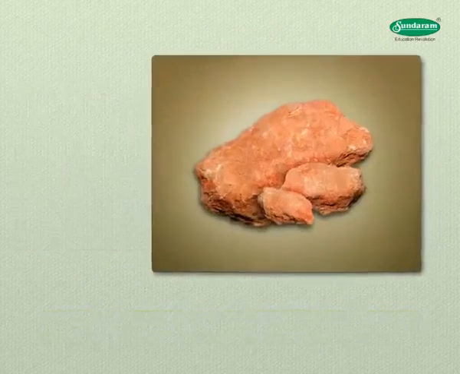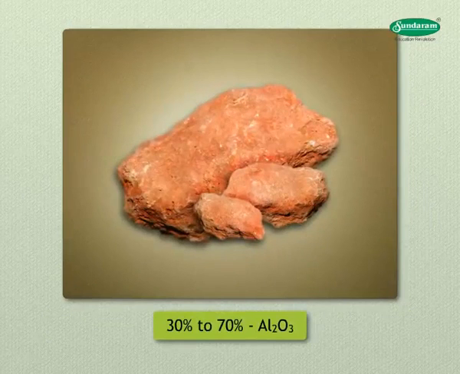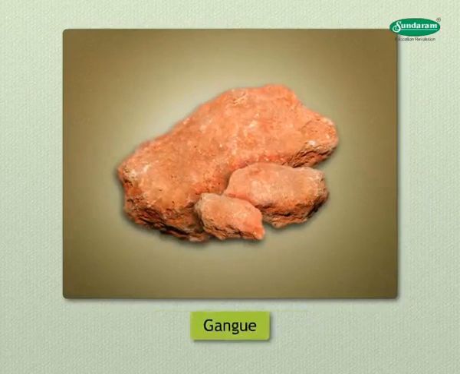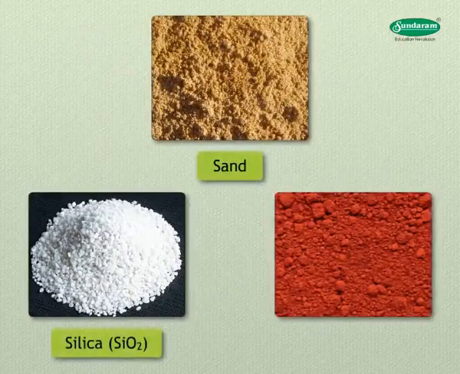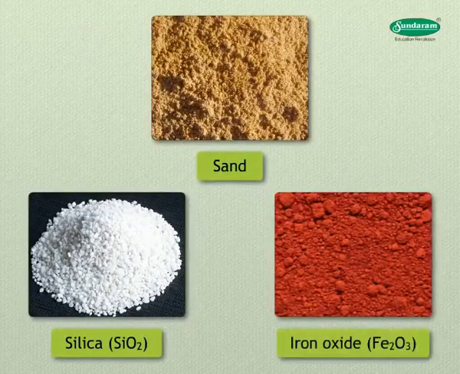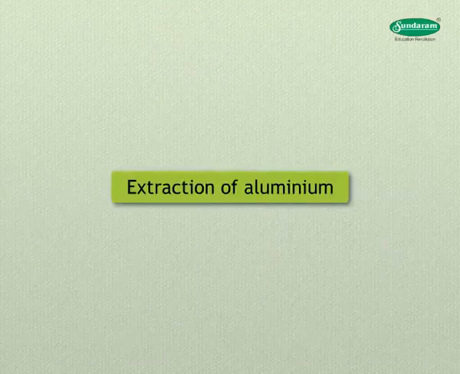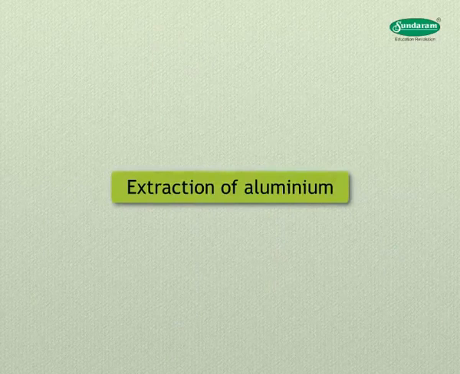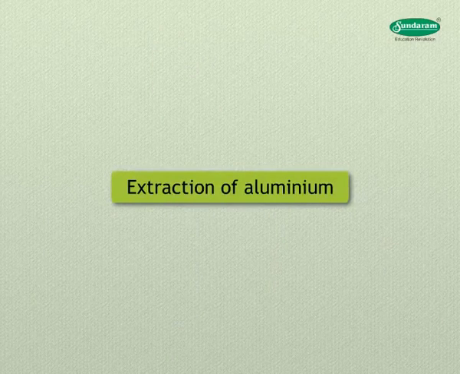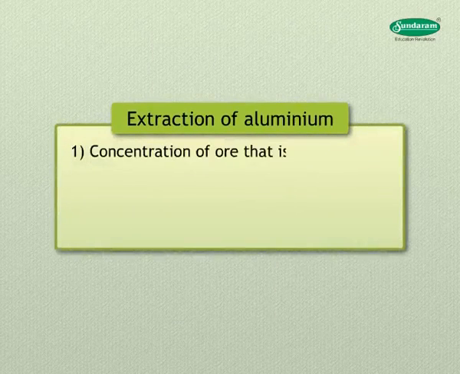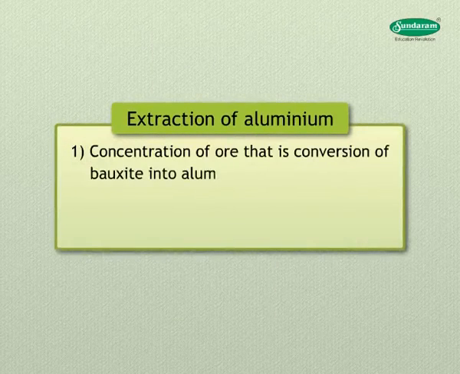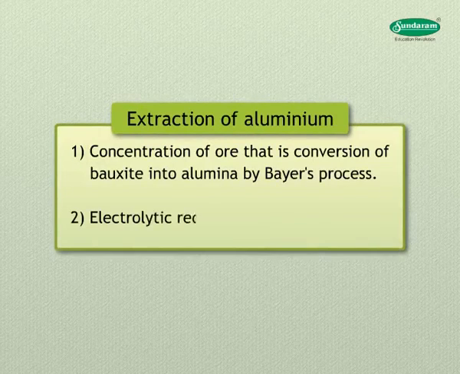Al2O3·2H2O. It contains 30% to 70% Al2O3 and the remaining portion is gangue made of sand, silica SiO2, iron oxide Fe2O3, etc. Let us see extraction of aluminium. It involves two steps. 1. Concentration of ore, that is, conversion of bauxite into alumina by Bayer's process. 2. Electrolytic reduction of pure alumina.